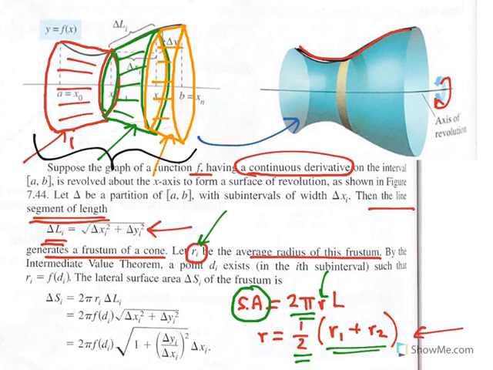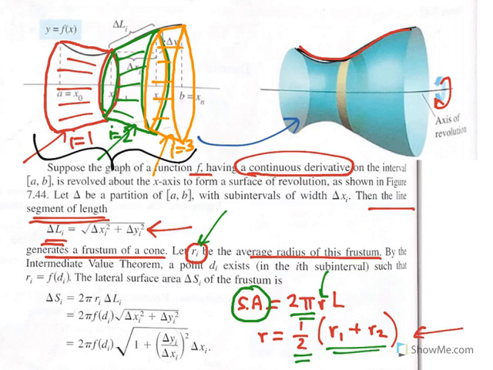So this would be i equal to 1. Here we would have i equal to 2. And here we would have i equal to 3 for our 3 frustums. So r sub i represents the average radius of the ith frustum.